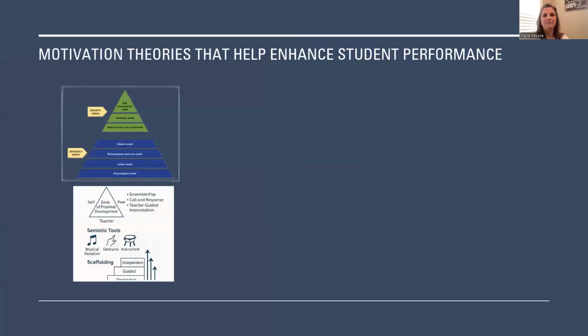Now we will look at motivation theories that help enhance student performance. I find that the first one is probably the most important one for us to look at. I'll tell you why in just a minute. That is Maslow's hierarchy of needs theory. This theory tells us that the basic needs of the students must be met in order for them to engage in learning.